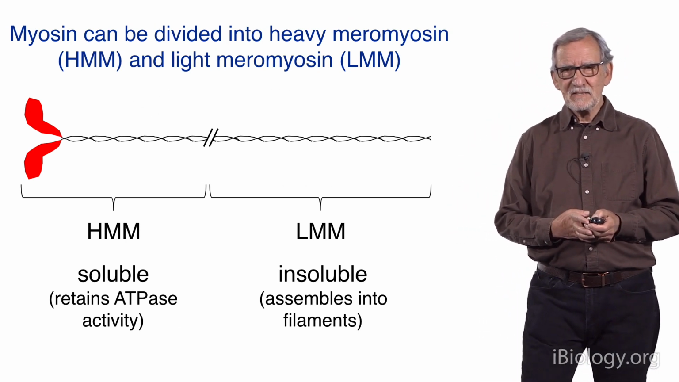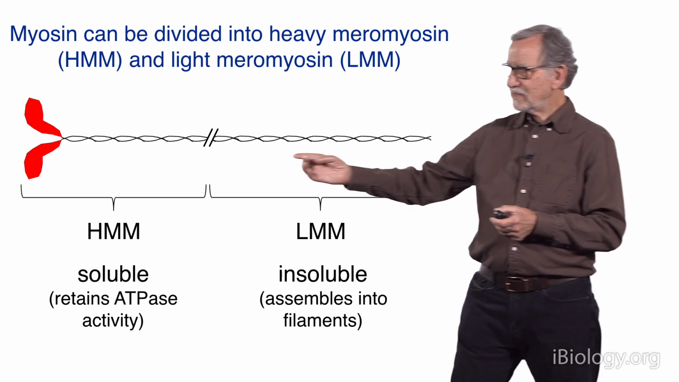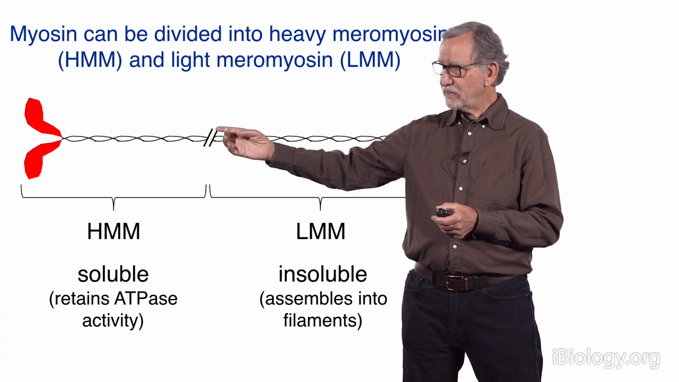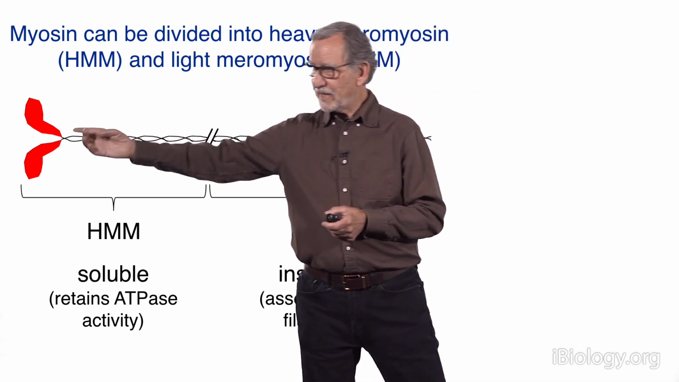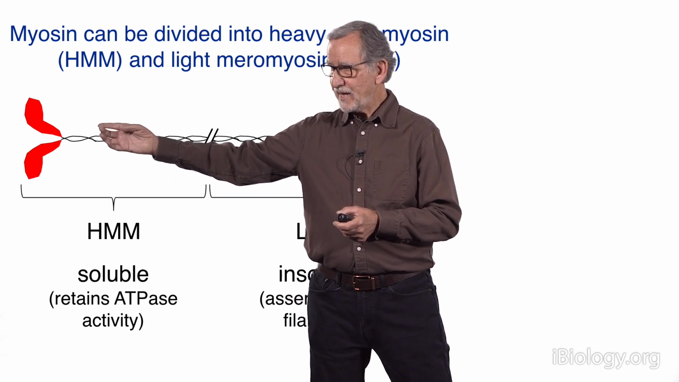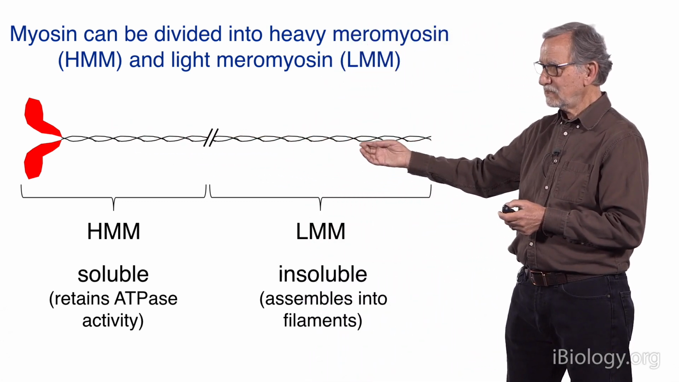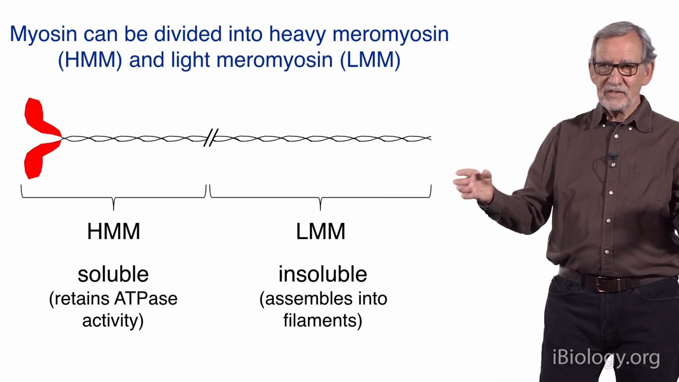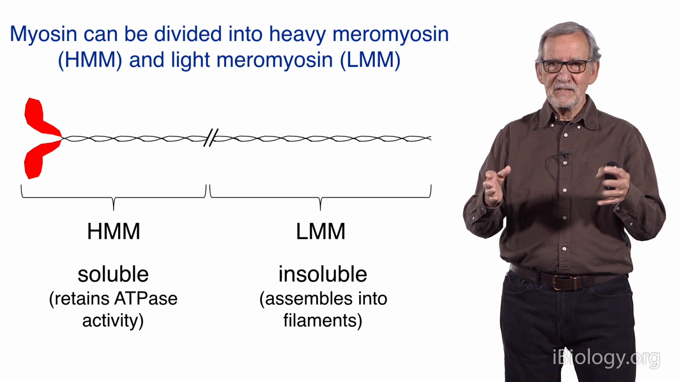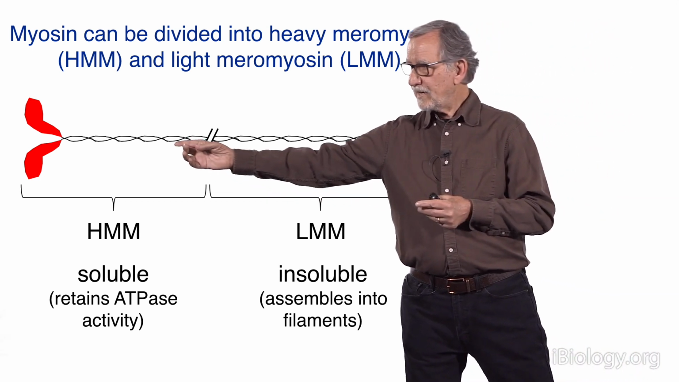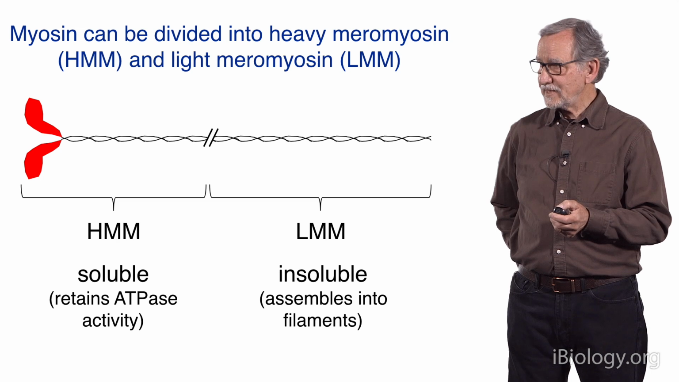So myosin can be divided into 2 parts. You can do this proteolytically in the laboratory by taking myosin and cleaving the coiled long tail in a position about here to give you a head domain, which is soluble and has ATPase activity, and a tail domain called light meromyosin, which is insoluble and assembles into things that somewhat resemble a thick filament. So the LMM is what's responsible for making the thick filament, and the HMM is really the part of the molecule that acts as a motor and has the ATPase activity.